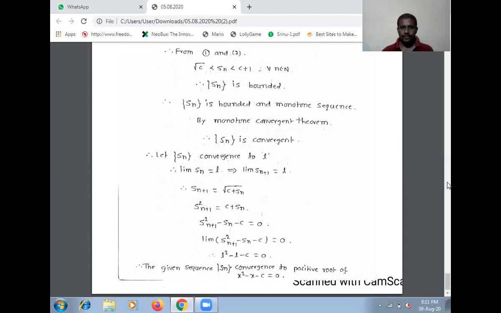Now apply the limit. Limit of S(n+1) square minus Sn minus C equal to 0. But limit S(n+1) equals L and limit Sn equals L. So L square minus L minus C equal to 0. So the given sequence Sn converges to the positive root of x square minus x minus C equal to 0. So this is today's class.